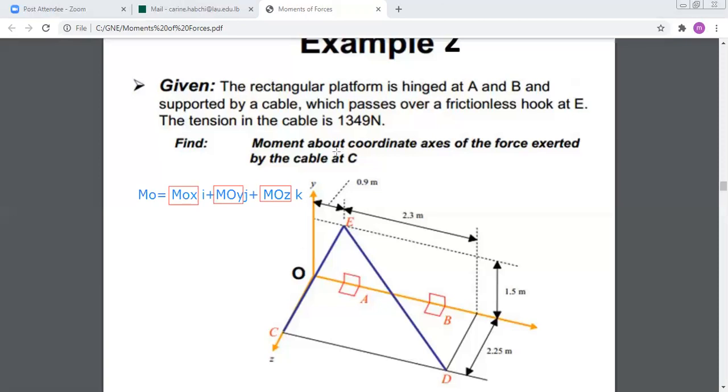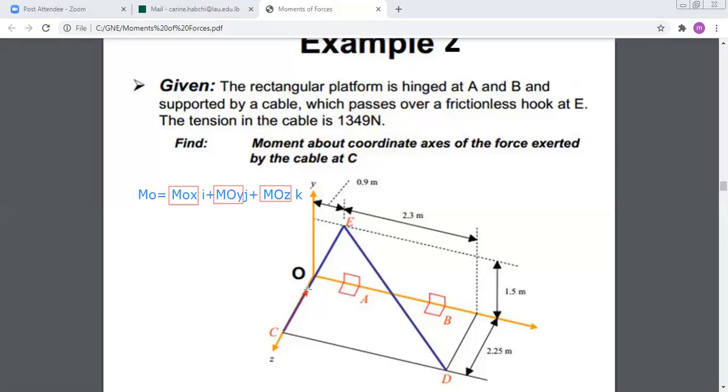They want us to find the moment of the tension force about a point. So to do this, first, the tension force passes at C, as I said. So here I have a cable. The tension in this cable is applied on the plate, so it's pulling it.